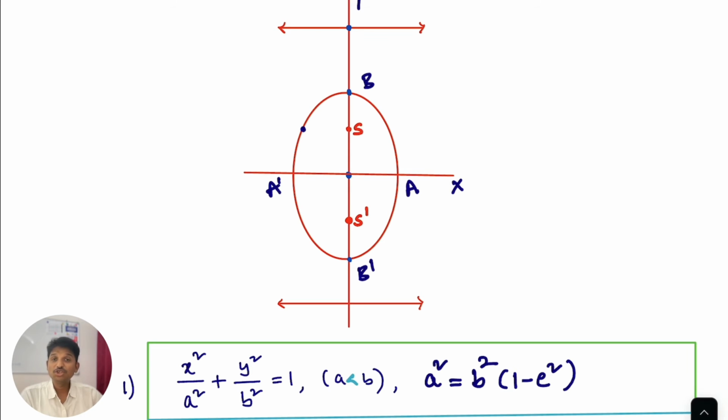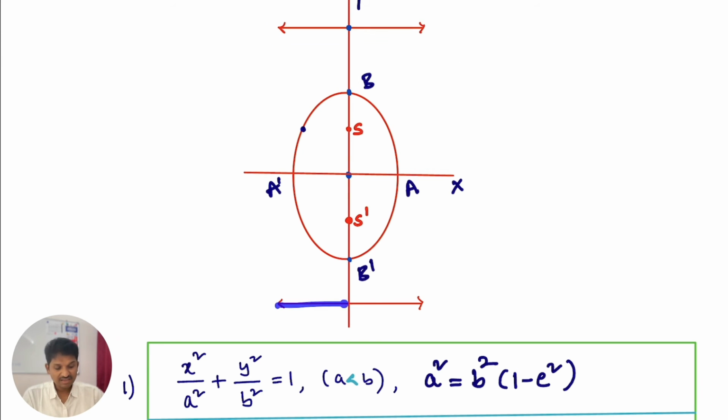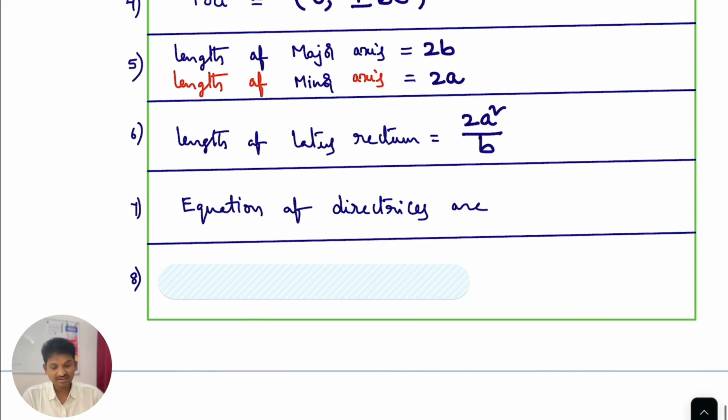Next one is equation of directrices. You observe here, this is directrix, this is also directrix. This line is parallel to x-axis. As this line is parallel to x-axis, its equation starts with y equal to. And earlier in standard form we written x equal to a by e. Here this is y equal to b by e. This length is b by e. Similarly, this is y equal to minus b by e. So equation of directrices are y equal to plus or minus b by e.